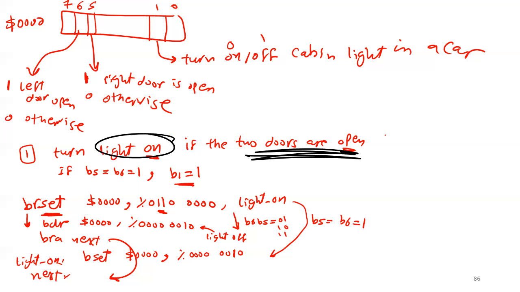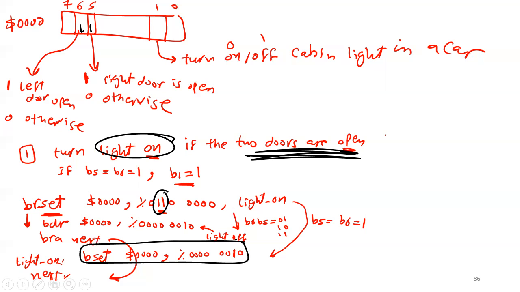So the way I'm going to do it, as you see here, I want to check these 2 bits. So here, I'm going to use branch if bits set, and then I want to check these 2 bits. If these 2 bits are set, 1 and 1, it means the 2 doors are open. So what should I do? Now I have to turn the light on. If these 2 bits are 1 and 1, I'm going to go to a location called light is on. Once I come here, I have to turn the light on.